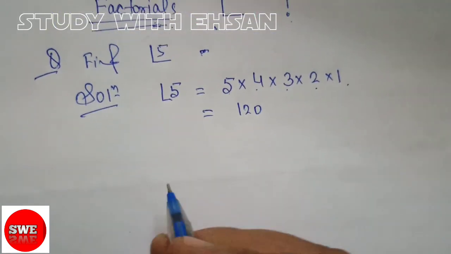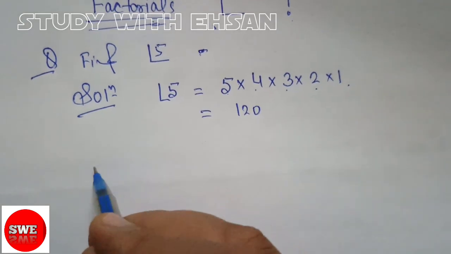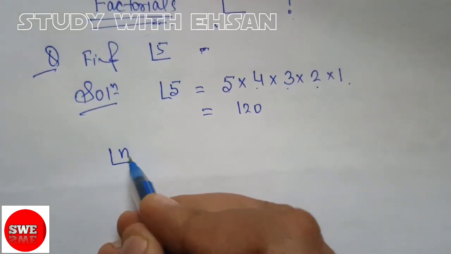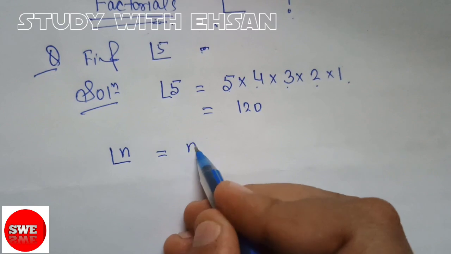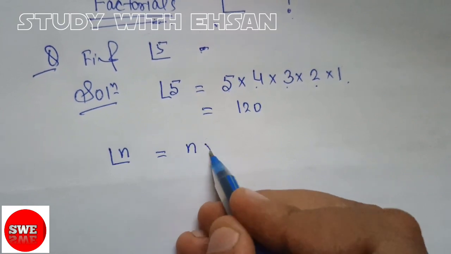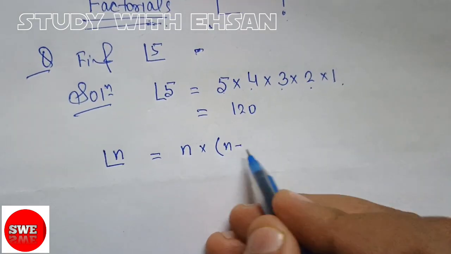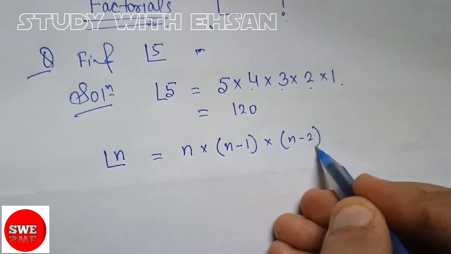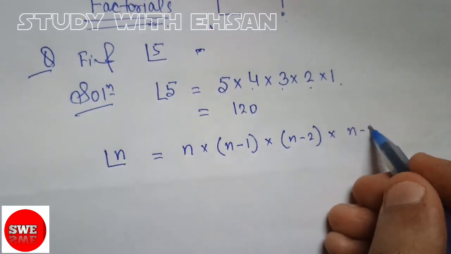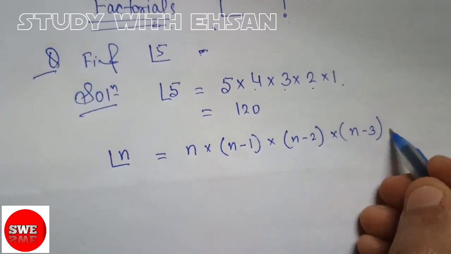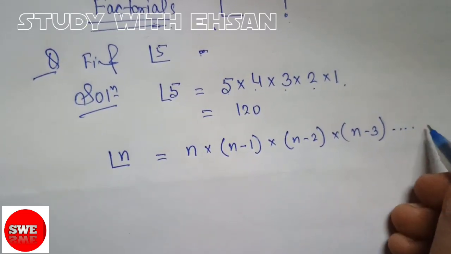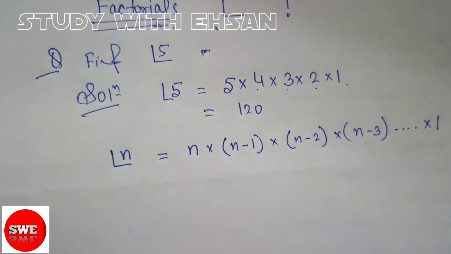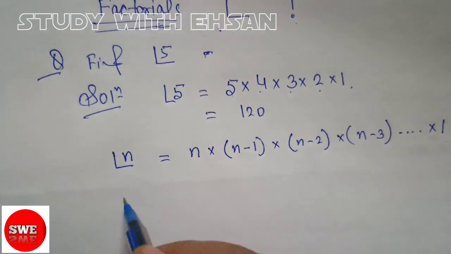A general formula for factorial n, you can write here. If factorial n is there, which you need to find, then multiply n by n minus 1, then n minus 2, then n minus 3. You have to decrease the number one by one, dot dot dot, and it goes up to 1.